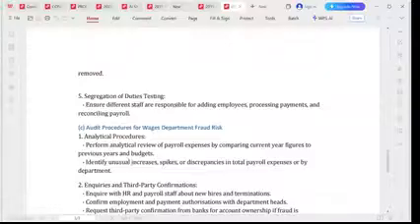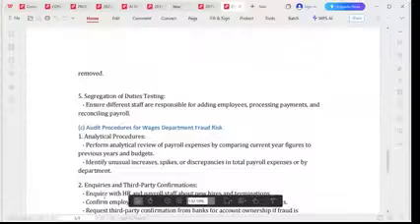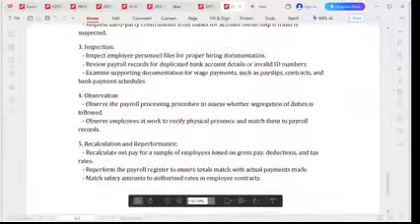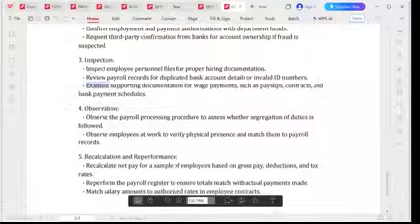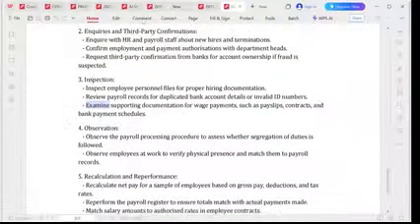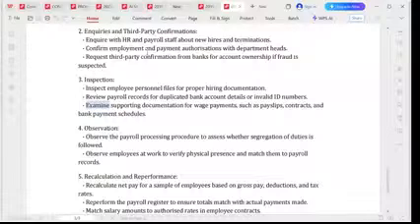Then we have inquiries and third-party confirmations. Inquire with the HR manager and the payroll staff about new hires and terminations. Confirm employment and payment authorizations with the department heads. You're talking to them. Request third-party confirmations from banks for account ownership if fraud is suspected.